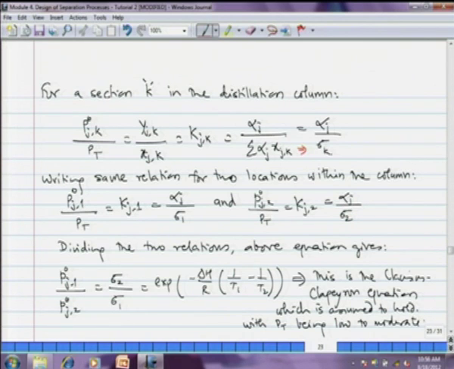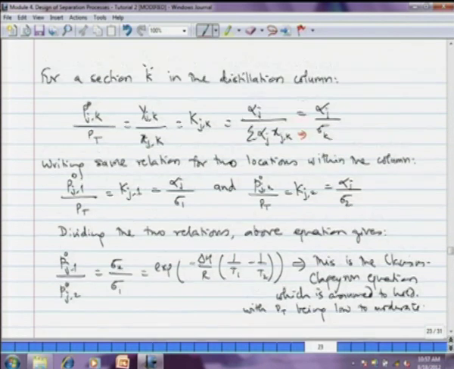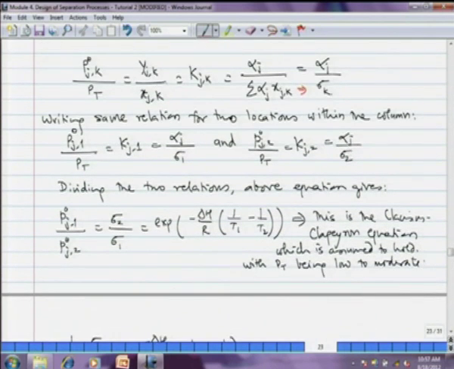So, writing the same relation for two locations within the column, 1 and 2. So, k has now two values, 1 and 2. P naught j1 divided by PT is equal to Kj1, that is equal to alpha j divided by sigma 1, and P naught j2 divided by PT is equal to Kj2, that is equal to alpha j divided by sigma 2. Now, we take a ratio of these two relations and PT gets cancelled.